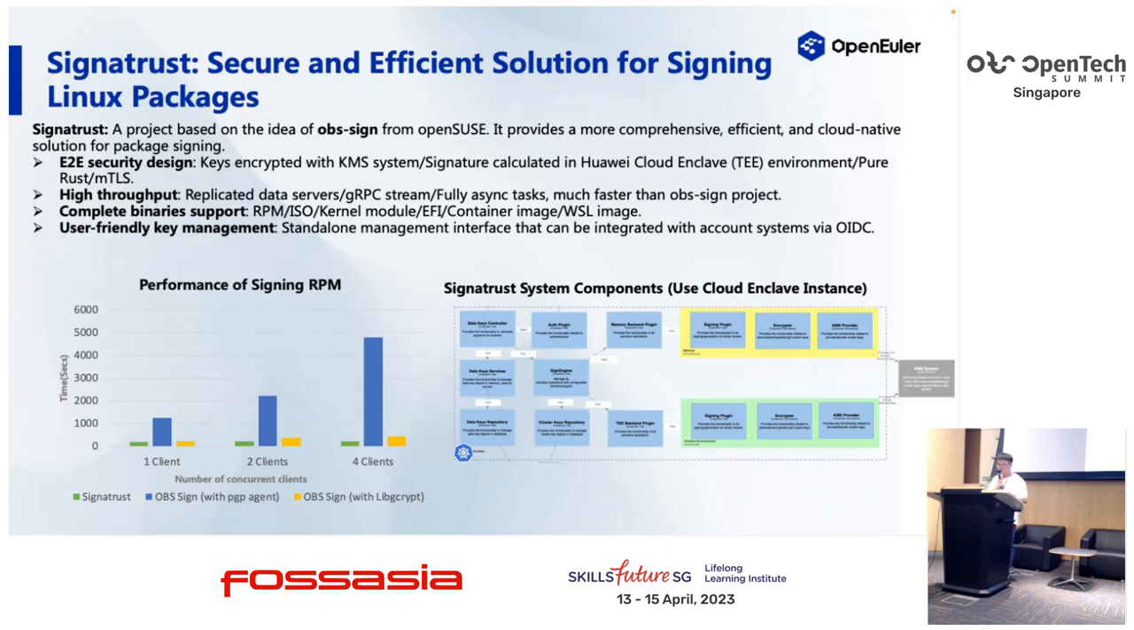Also, the signing process runs in a TEE environment, such as Intel SGX or ARM TrustZone. The next point is that the whole project is written purely in Rust. We also use mutual TLS to communicate between the client and the server.